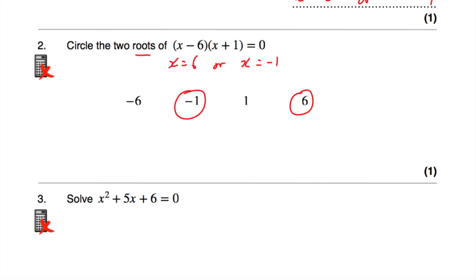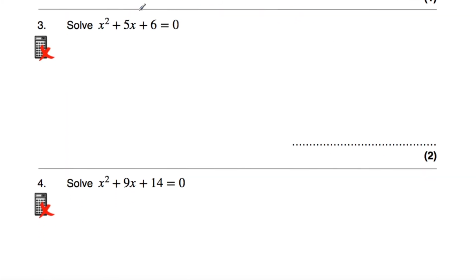Okay, let's look at our next question, question number 3. So question number 3, we've been asked to solve x squared plus 5x plus 6 equals 0. So this time we've got a quadratic equation. It equals 0, so that's fantastic that all the terms are over to one side and we've got 0 on the other side. Now to solve this, what we're going to do is factorize it. So we're going to factorize the quadratic on the left-hand side.